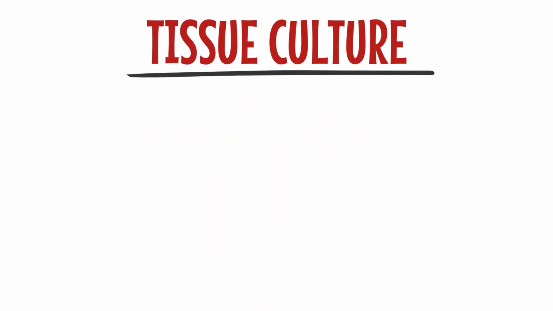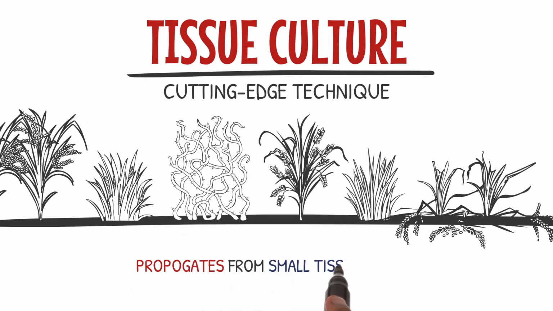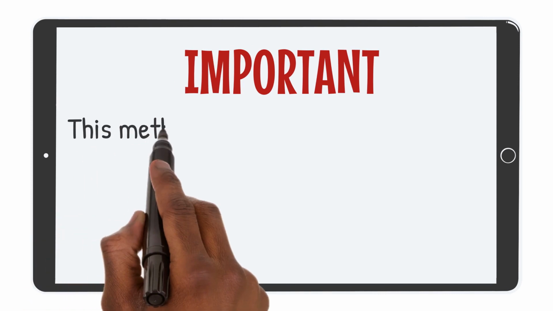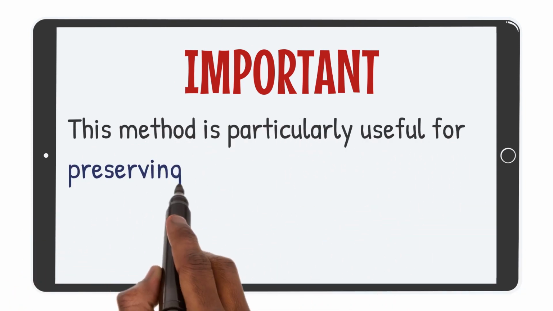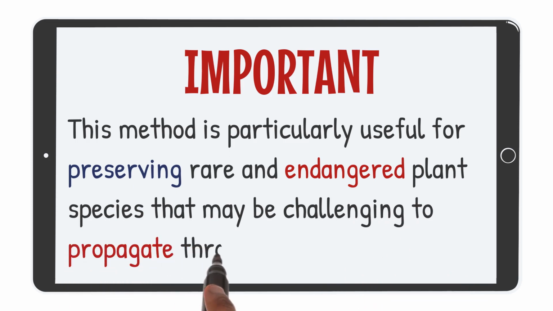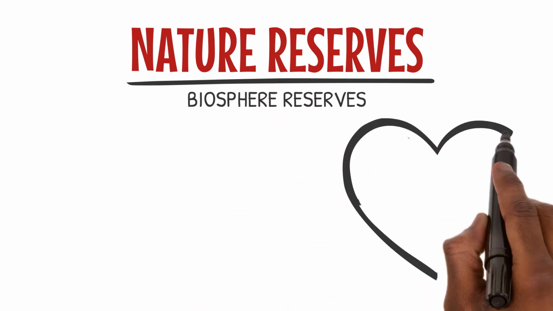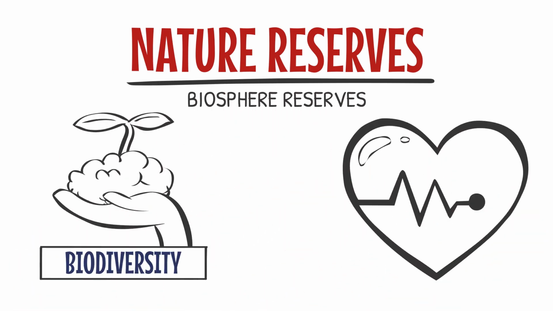Tissue culture is a cutting-edge technique that enables the propagation of plants from small tissue samples. This method is particularly useful for preserving rare and endangered plant species that may be challenging to propagate through traditional methods. Nature reserves, including biosphere reserves, are vital for conserving biodiversity.